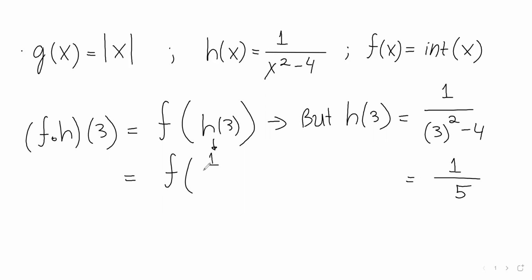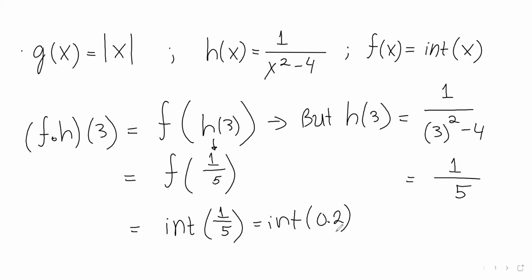So f of 1 over 5. I find equation f, greatest integer of my x value. 1 over 5 is 0.2. Oh no, there's a little spider hanging above my screen right now. Anyways, the greatest integer function of 0.2 gives you 0. And that's how you'd calculate the greatest integer function for your composite function.